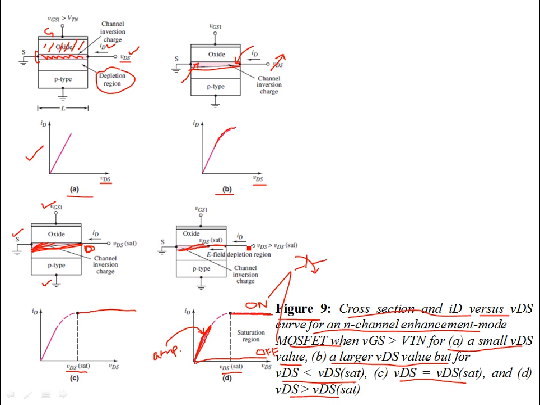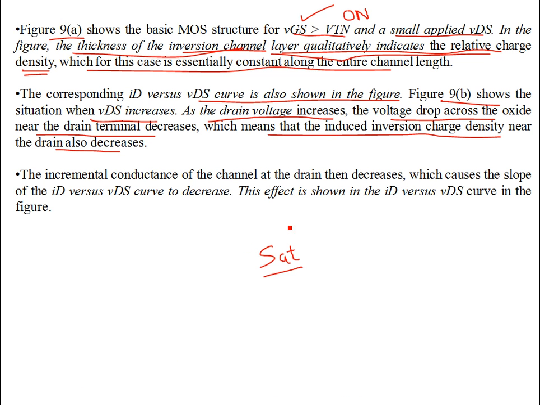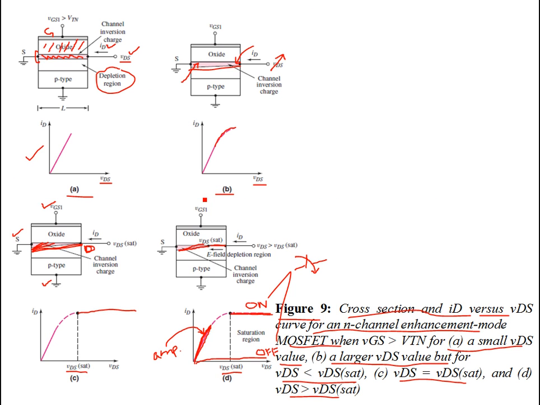There is no inversion layer to conduct the current. So this is where you drive your MOSFET into saturation. The incremental conductance of the channel at the drain decreases, which causes the slope of the ID versus VDS curve to decrease. Around VDS sat, near VDS sat, the slope is decreasing.